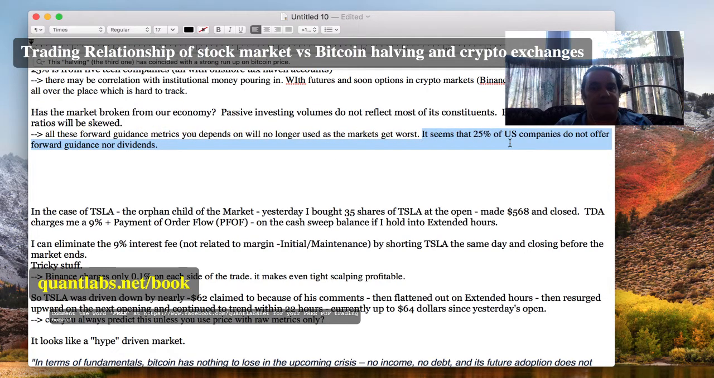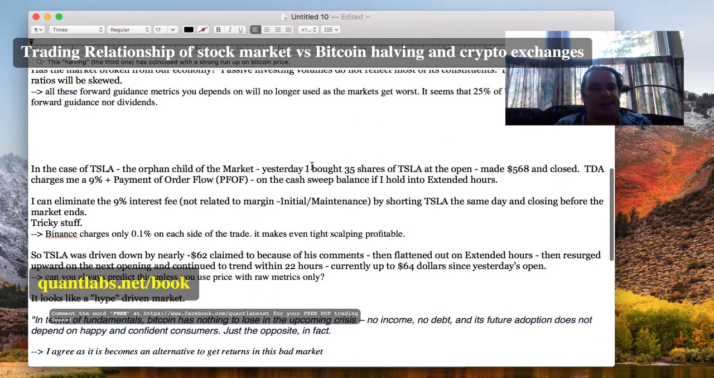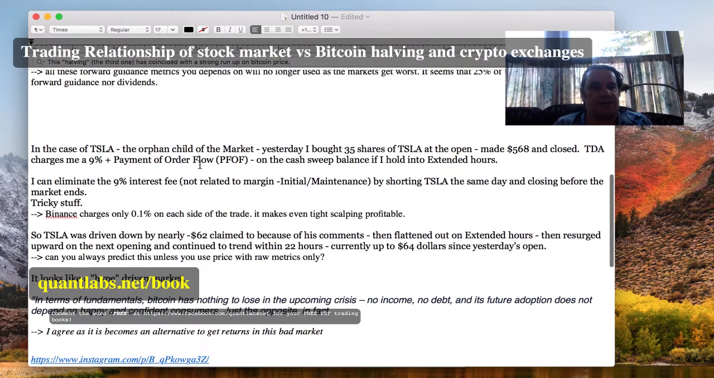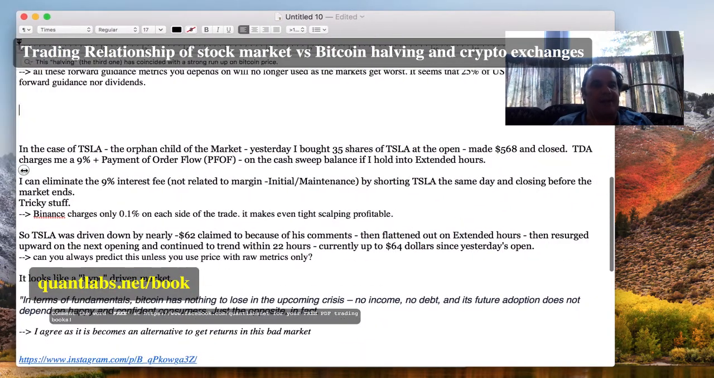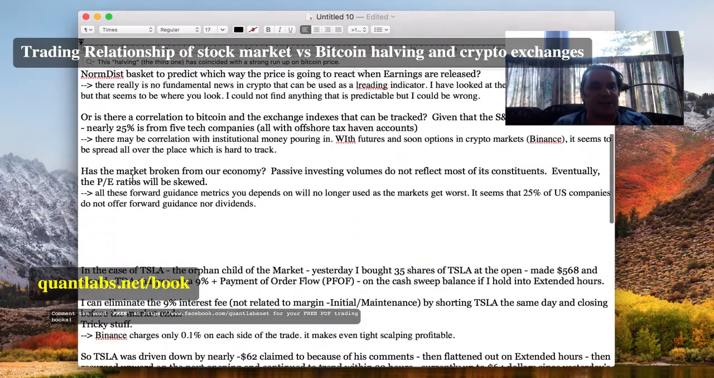And it says also it seems that 25% of U.S. companies are no longer offering forward guidance or dividends. So when things look bad, they're not going to offer what we used to use. There will be some other companies, but it'll be harder and harder to gauge forward-looking data in market prediction, especially in the U.S. Probably the same could be said globally as well. So here's a really good example of why the U.S. stock market sucks.